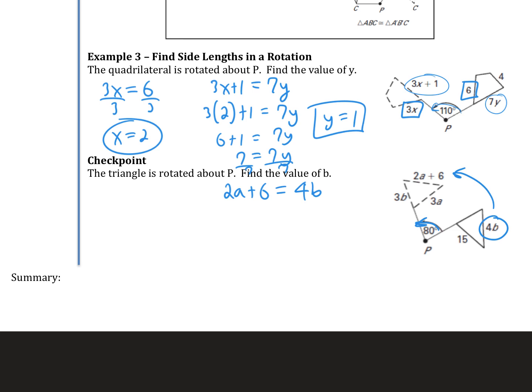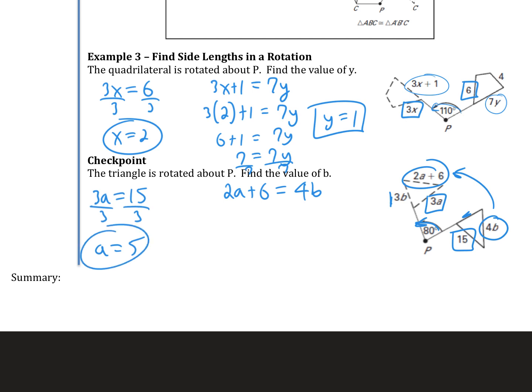Well, there's nothing here to be matching, but there's not a side there. We can't do anything with that. How about 3a and 15? Do those go together? They do. 3a equals 15 because it's an isometry and they're congruent. Divide by 3 to solve for a. A equals 5. Okay, are we done?